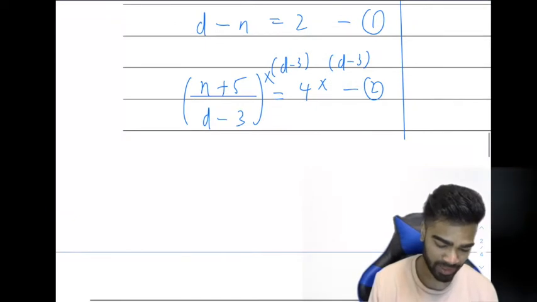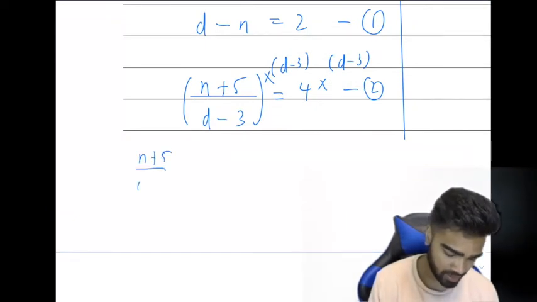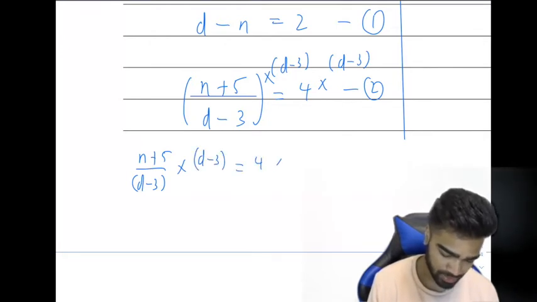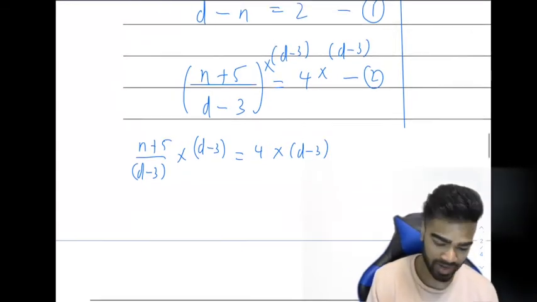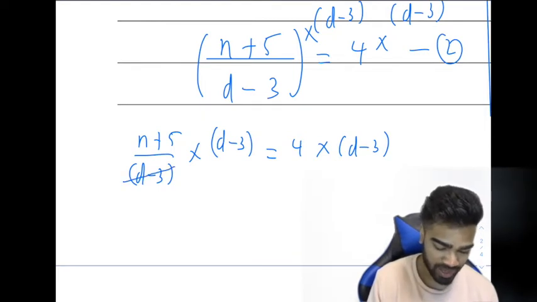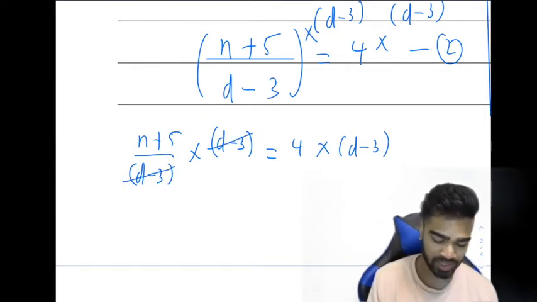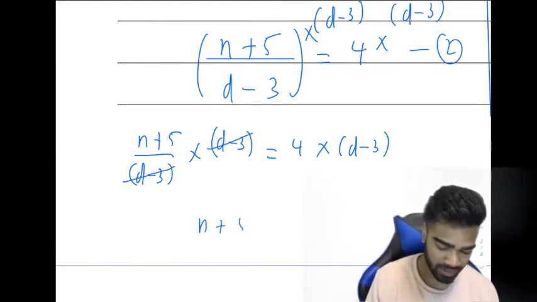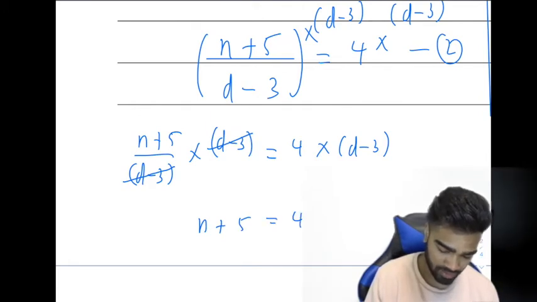Let me show you what I mean. So then I'll have n plus 5 over d minus 3, you can think of it as in brackets, multiplied by d minus 3 is equal to 4 multiplied by d minus 3. So take both sides, take the fraction to the other side. As you can see, again, cross simplification, because it's in brackets, you can think of it as one thing and cross it out. So you're left with n plus 5 is equal to 4, if you expand the brackets, 4d minus 12.